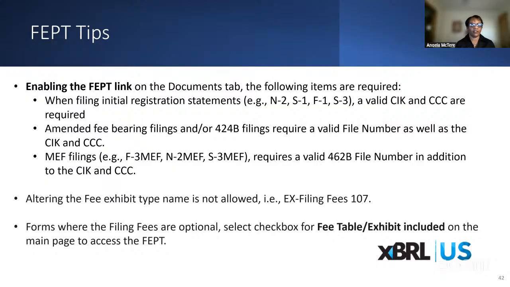For forms where the filing fees are optional, again, those could be your amended form types, on the submission page, the main page, you want to check the box that says fee table exhibit included. That gives you access to the FEPT tool. Okay. Next slide, please.